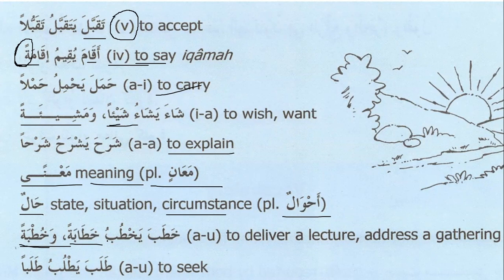So sometimes this ismul fa'il can be on two patterns. It can be on the pattern of fa'ilun, and also on the pattern of fa'ilun, khatibun. To deliver a lecture, address a gathering. Talaba yatlubu talaban, to seek, to demand, to ask for something. All of them are used in this context.